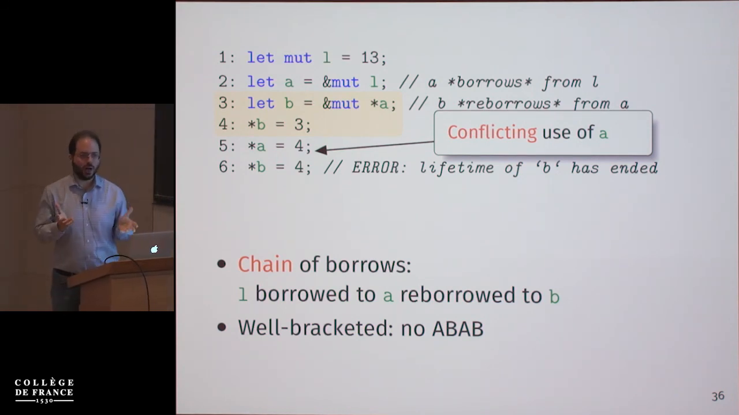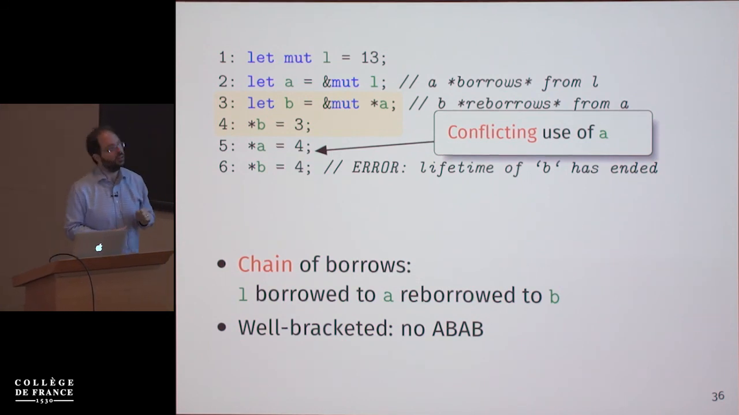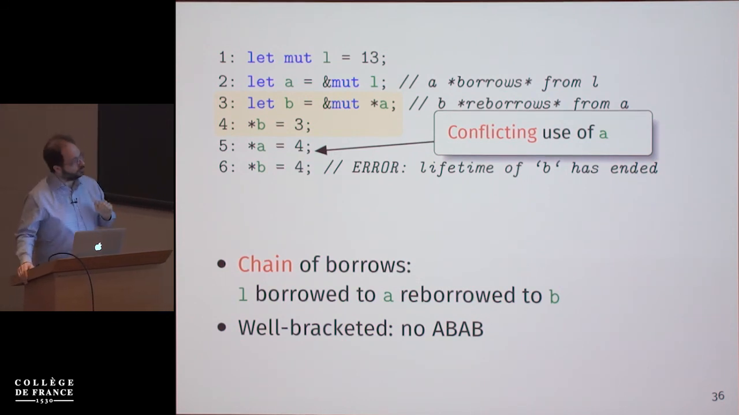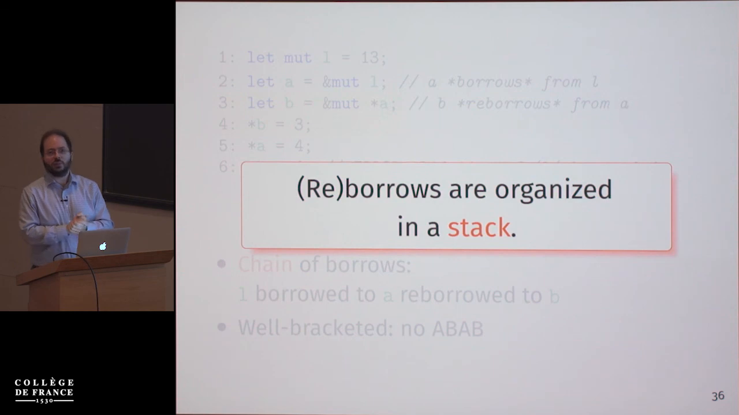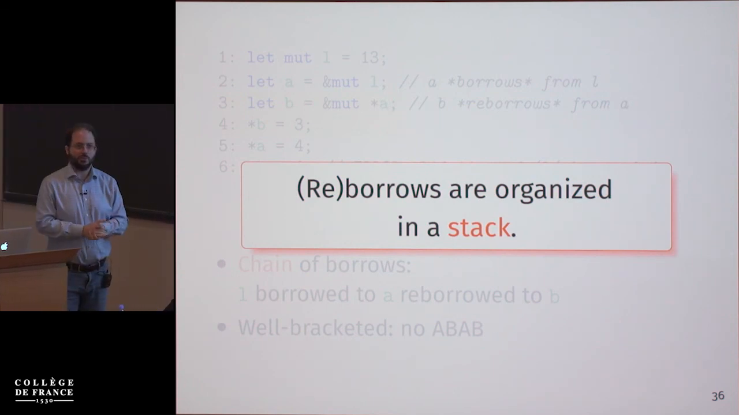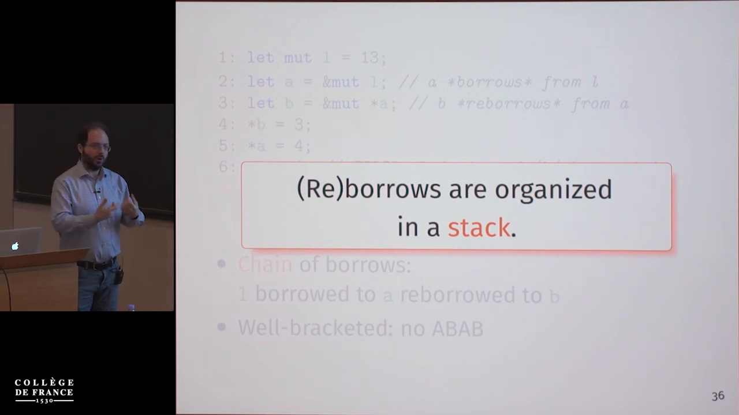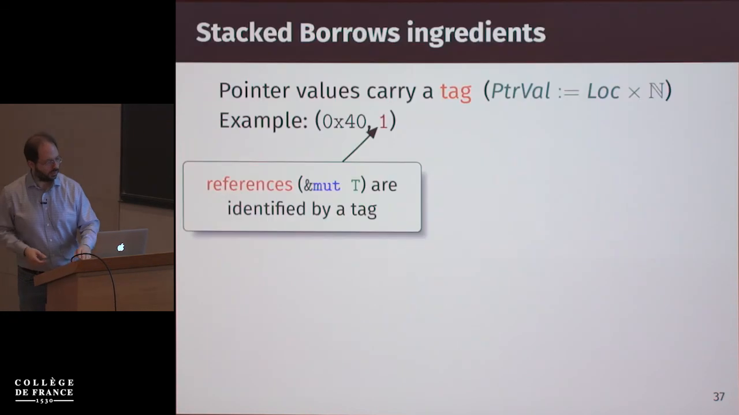Meaning, basically, you don't have an AB-AB pattern, which is, in fact, literally in this example, because I named them AB-AB. So that's not permitted. You may not be surprised to learn that you can understand this rule by saying the borrows have to be organized in a stack. Hence the name stack borrows.